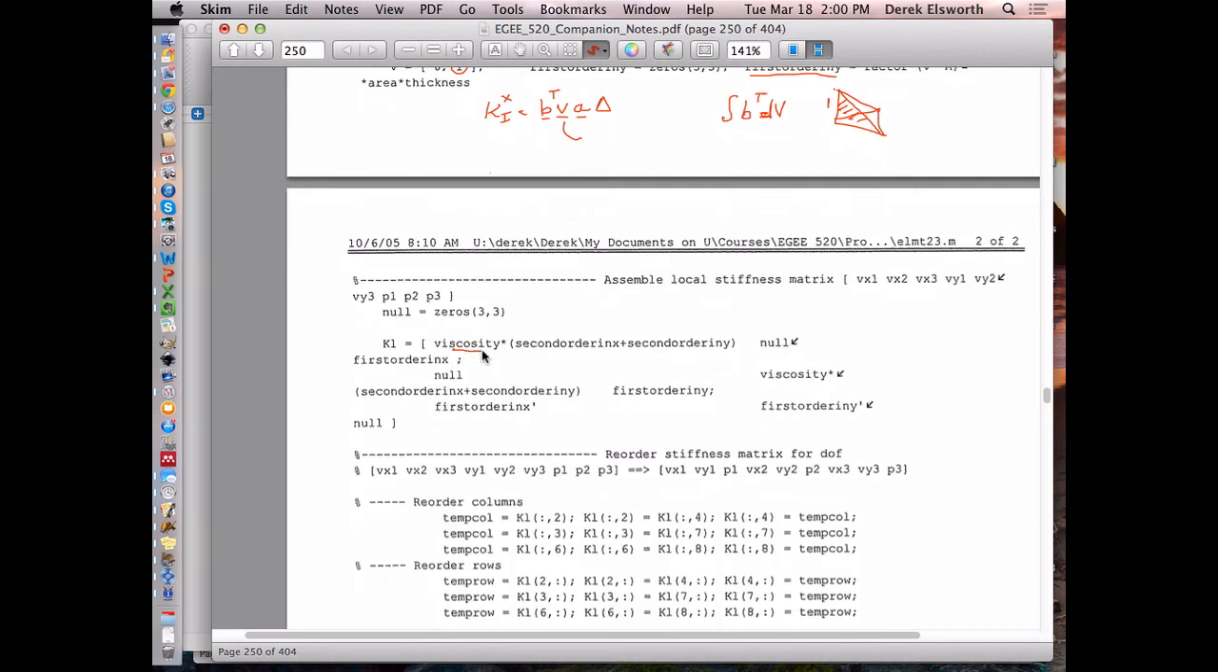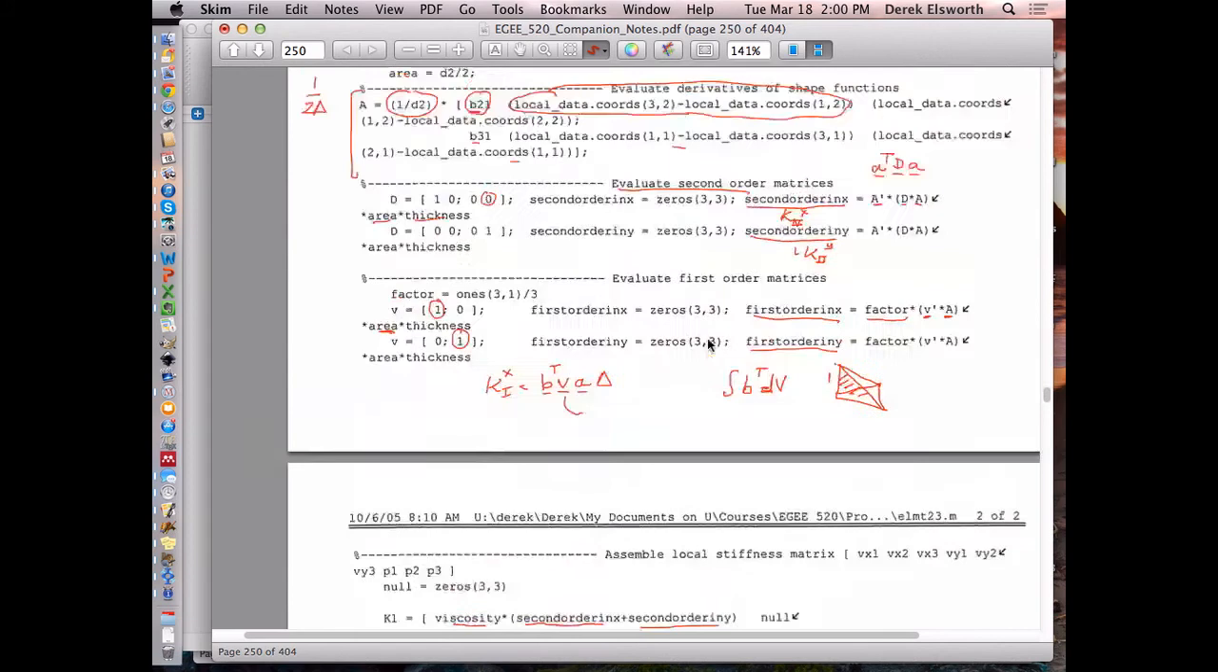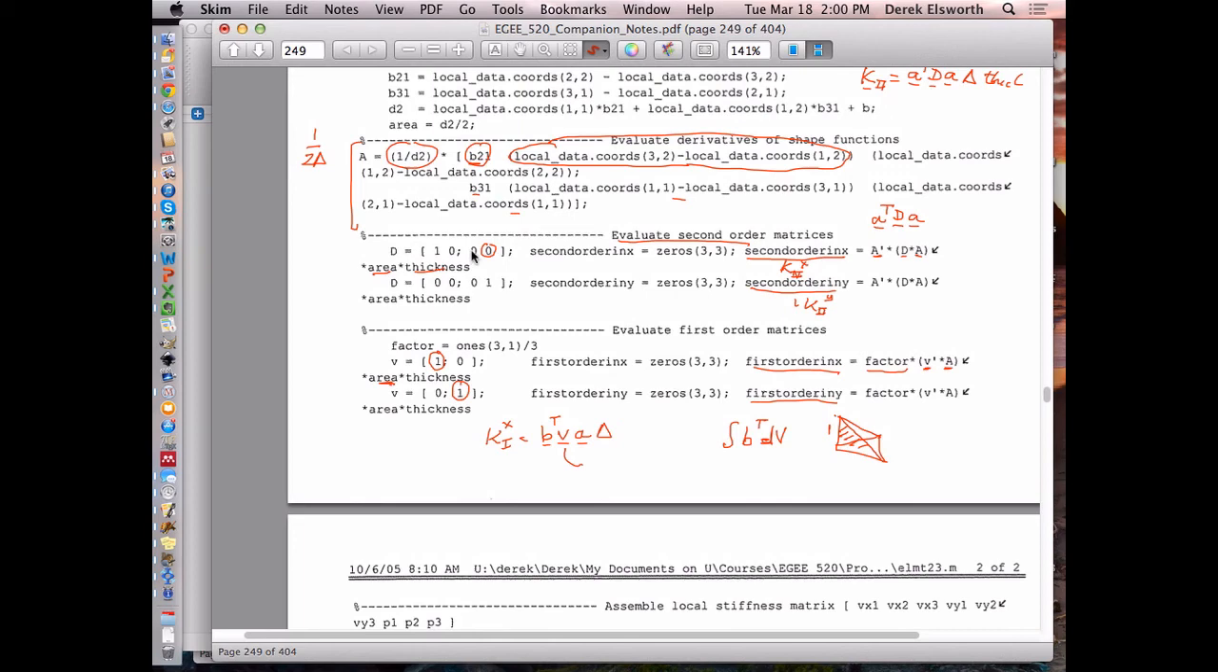Viscosity times the second order in x plus the second order in y. So actually, we don't need to separate them. I just did. We're adding them back together again. So I guess what we could have done is, instead of doing it separately in the x direction and y direction, we could just combine them together.